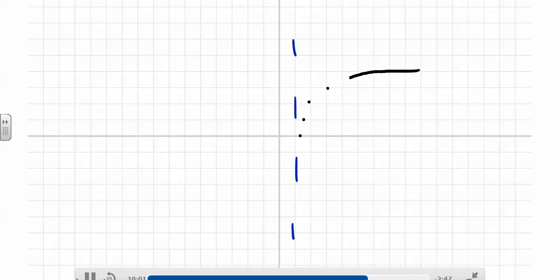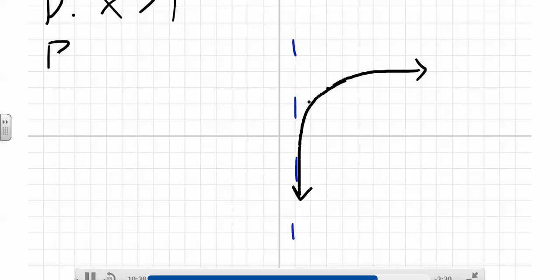Let's attempt to get that graph in there. And there it is. There's your graph of your log. It's been shifted right and up. Again, the idea is just get that parent function, ignore the transformations, rewrite it as an exponential, sketch your graph. Domain: this time x is going to be greater than 1, because I've shifted it to the right one. Range is still all reals.